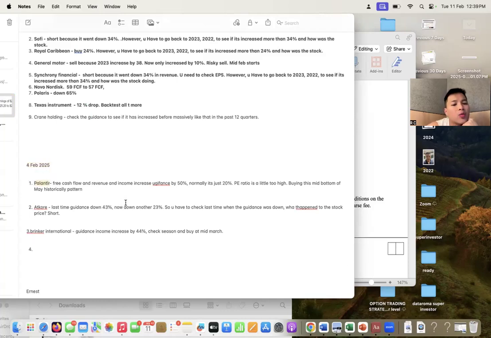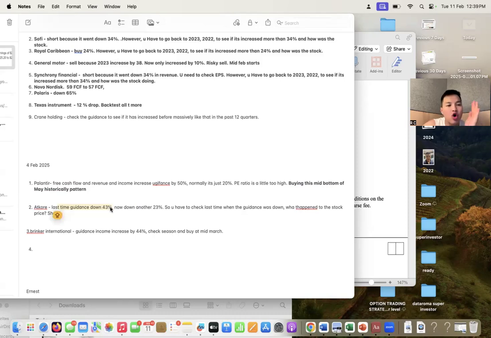So Palantir, we talked about if you want to buy, you might buy at the mid-bottom of May. We say it very clearly. Sometimes I write it down here. It doesn't mean that you go and buy straight away. I say buy mid-bottom of May, a historical pattern based on our seasonality. Core: last time guidance was down 43%. Now it's only down 23%. So obviously last time is a lot better than now. So it's not the best time to buy Core right now. Last time was down, so it's not a good time to short Core right now because last time was down 43%.